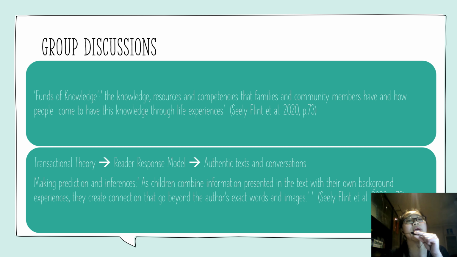In the same way, transactional theory is the negotiation between the text and the reader, and how the reader draws on their own experiences and knowledge in order to make sense of what the author is trying to tell them. And with the reader response model, it is how students construct the meaning out of the text by linking with ideas and linking with the world outside of them. Making predictions and inferences is as students combine information presented in the text with their own background experiences, they create connections that go beyond the author's exact words and images.